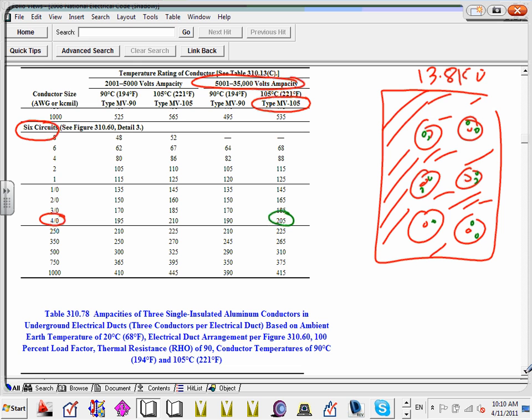And why? Because look at the amps. We went from 400 for the same conductor, 4-aught, guys, 400 amps, down to what? To 205 amps. Any question, my friends? Any question about these?